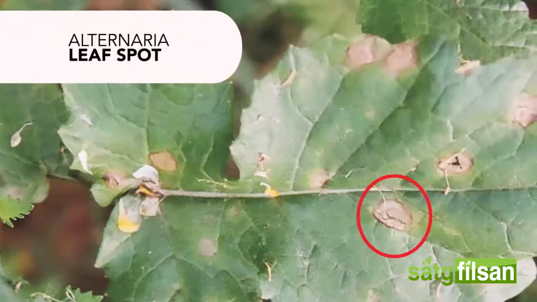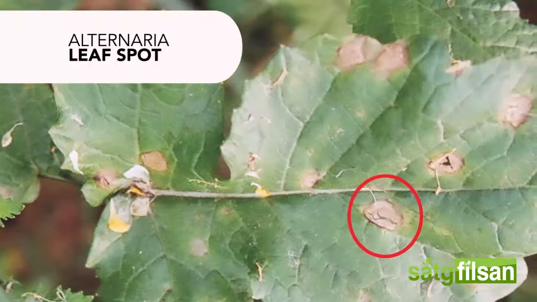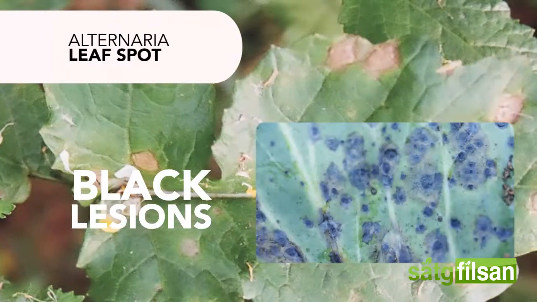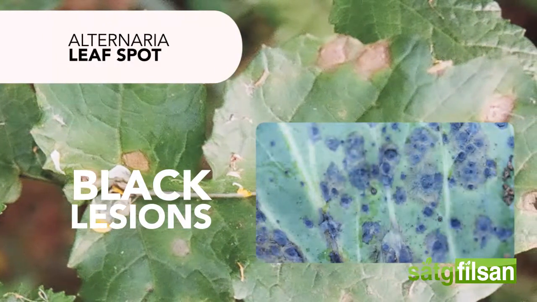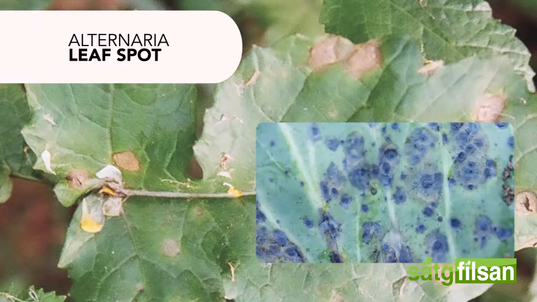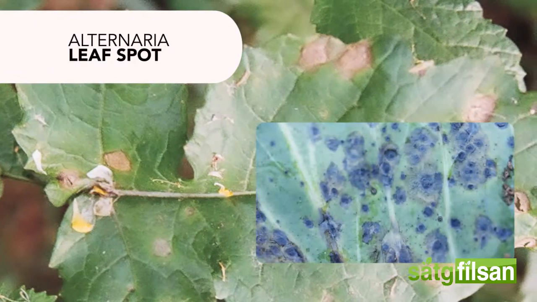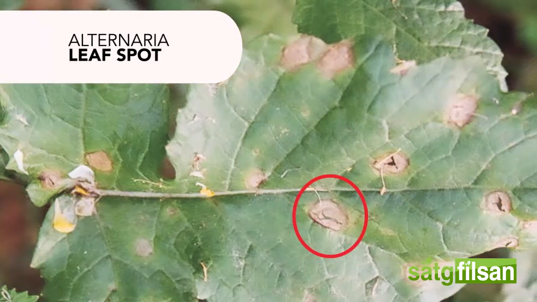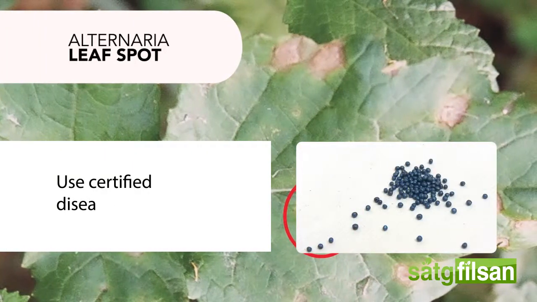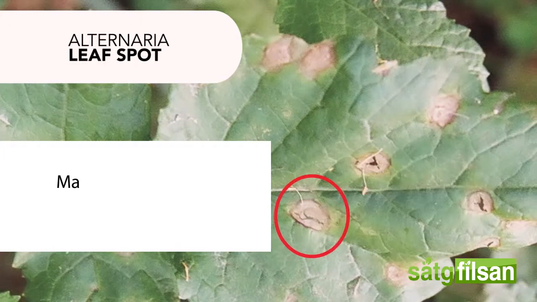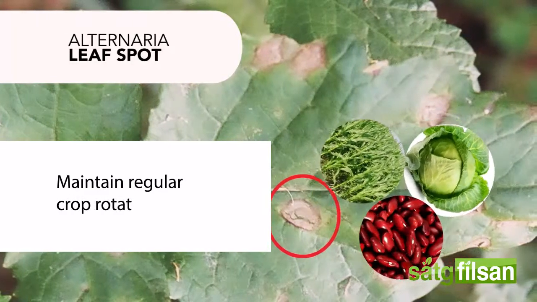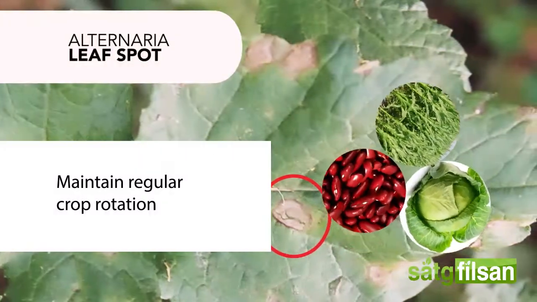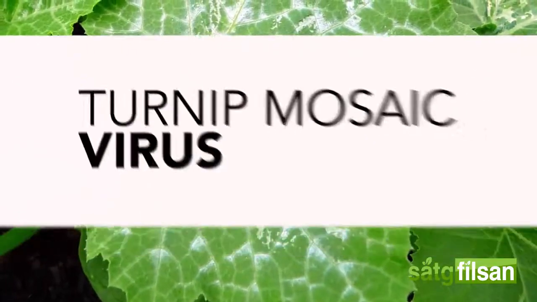Alternaria leaf spot. Alternaria leaf spot is present when yellow and black lesions appear on the surface of cabbage leaves and can severely damage the crop if they are uncontrolled. To manage this disease, use certified disease-free seeds. Maintain regular crop rotation.